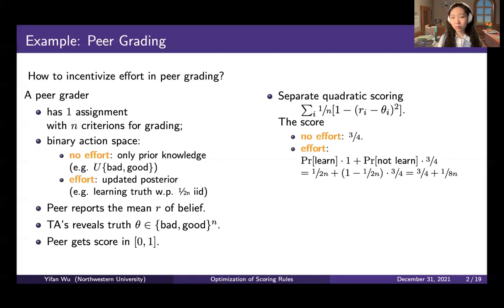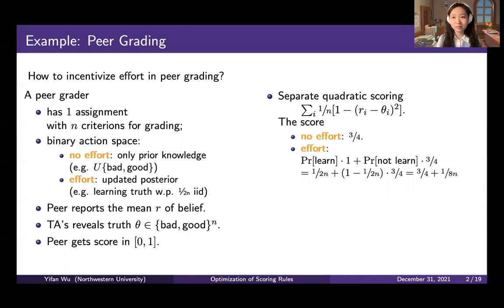And here is one very commonly used scoring rule, the separate quadratic scoring rule. By quadratic scoring, it means giving the score by the quadratic difference between the peer's report and the TA's revealed truth. By separate, it means giving a separate score on each of the dimensions and summing across the dimensions.